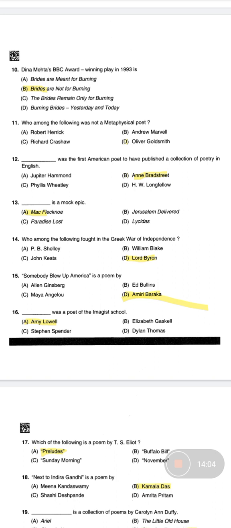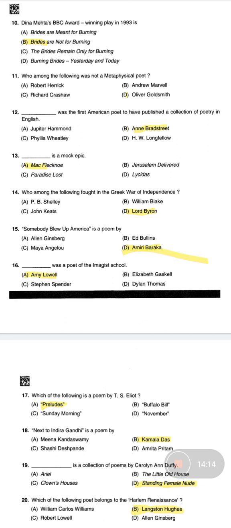Mac Flecknoe is a verse mock-heroic satire written by John Dryden. It is a direct attack on Thomas Shadwell. He was the other prominent writer, a rival of John Dryden. Okay. The next question.